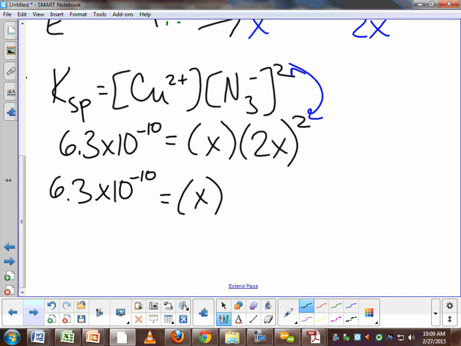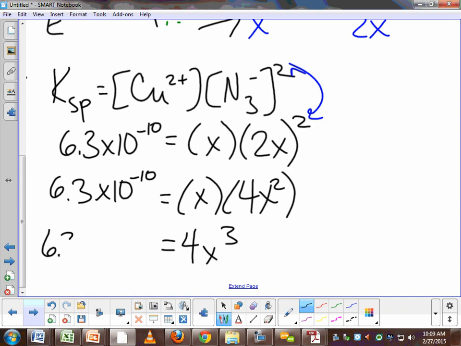2X as a value, if you square it, it is not 2X squared. You actually have to square everything that is on the inside of the parentheses, meaning it is 4X squared, and then multiply it by the X that's for the copper, and you get 4X cubed.